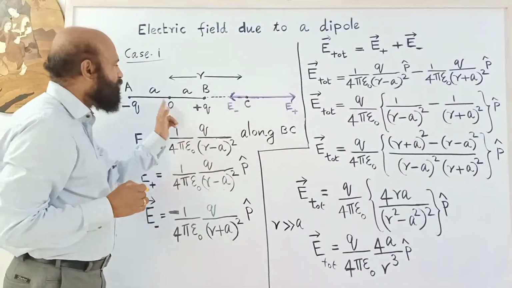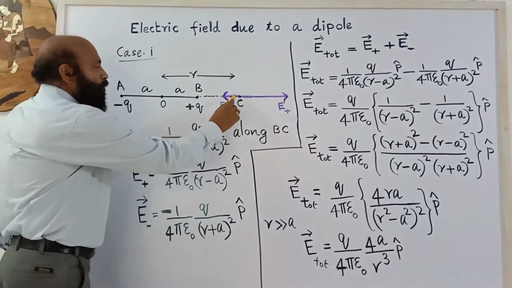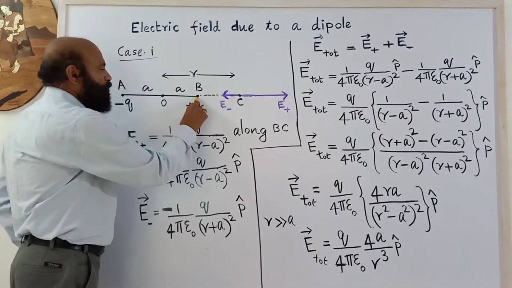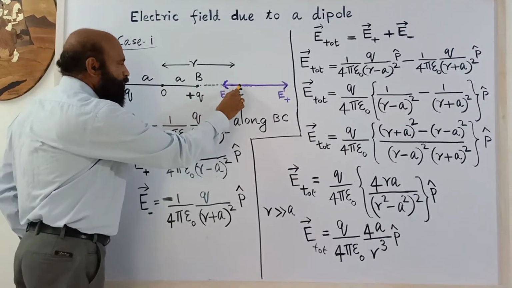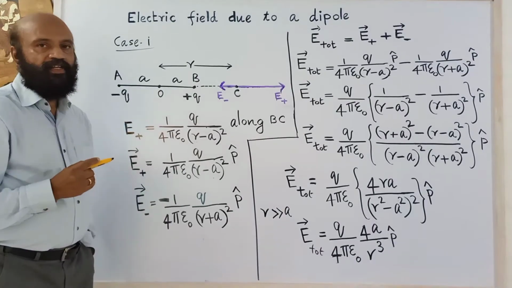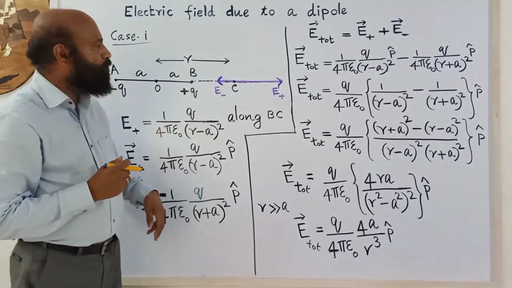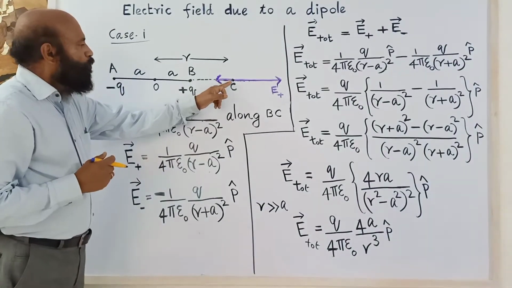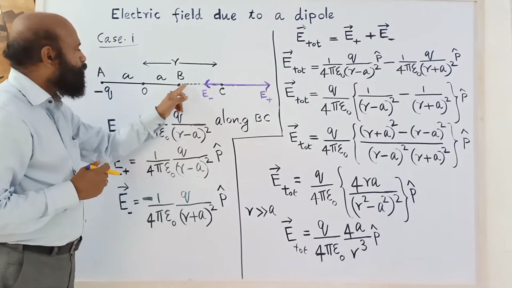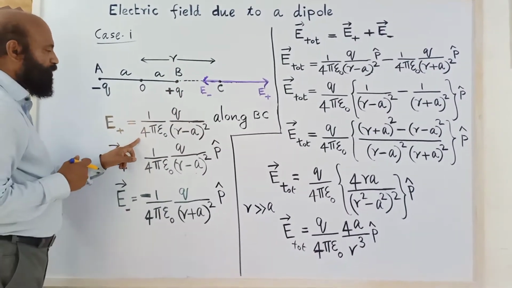Point is on the axial line. We have to find out the field here because of the positive charge. We have to find out the field here because of the negative charge. And then you have to use the principle of superposition to find out the total field. Field here, because of the positive charge, is given by this expression.